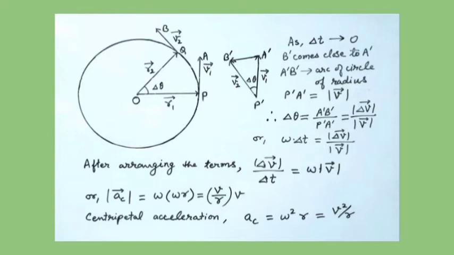After rearranging the terms, delta v by delta t is equal to omega into v, or ac is equal to omega into omega r, which is also equal to v by r into v, so that centripetal acceleration ac is equal to omega square r, or equal to v square by r. It means when an object moves on a circular path of radius r with constant speed v, the magnitude of the centripetal acceleration is v square by r or omega square into r.